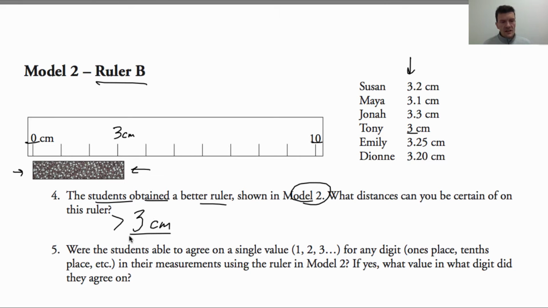And number 5, were the students able to agree on a single value? Yes, this time they were able to agree. They all were able to agree that this object is at least 3 centimeters.